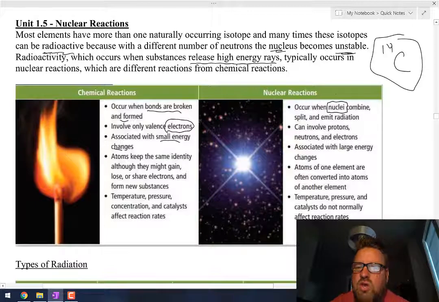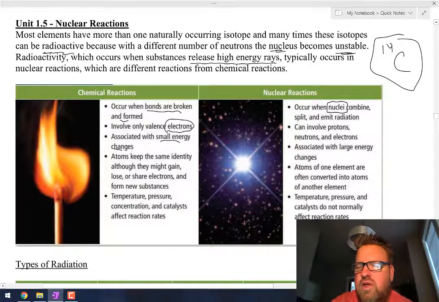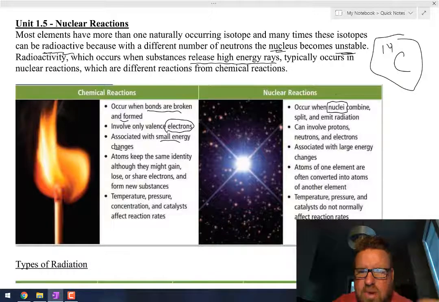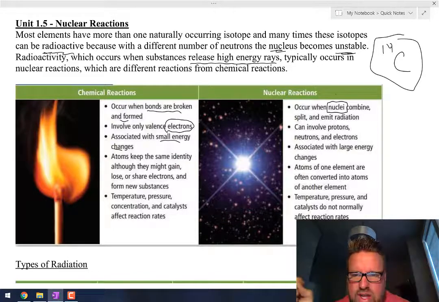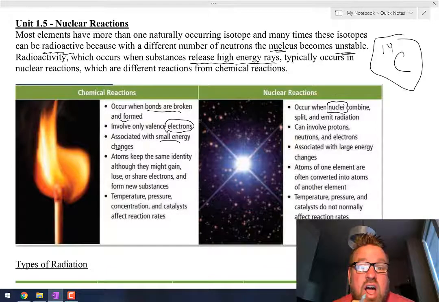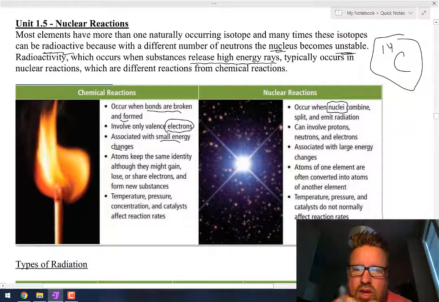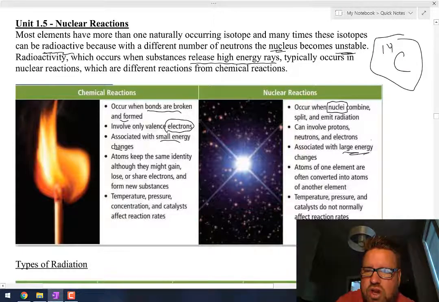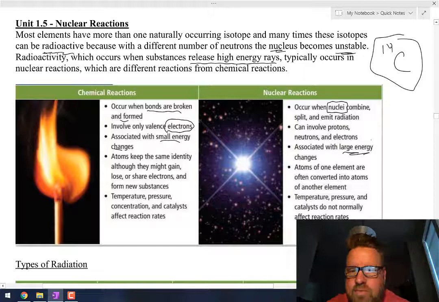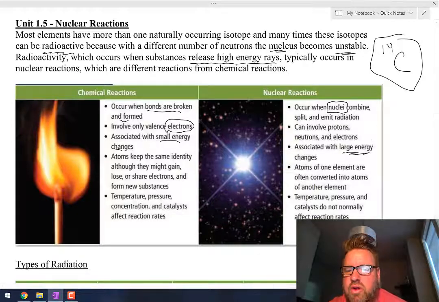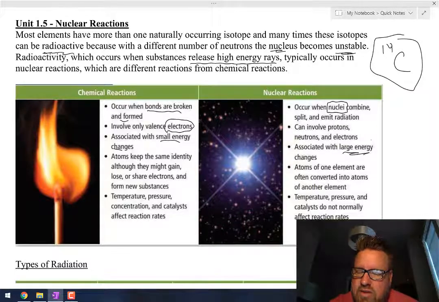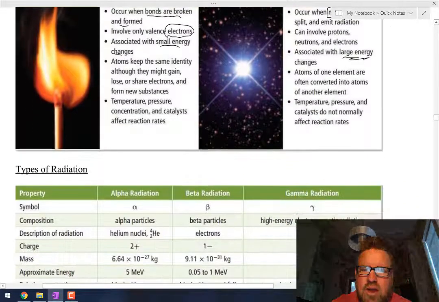With nuclear reactions, obviously we're talking about the nucleus. When multiple nuclei combine or split, or one nucleus splits, it can give off a lot of radiation, a lot of energy. We're going to talk about those types of radiation in just a minute. There are very, very large energy changes. Many times with a nuclear reaction, because the nucleus is being affected, it actually will change elements. The number of protons will change and switch from one element to another. So really big differences there between chemical and nuclear reactions.